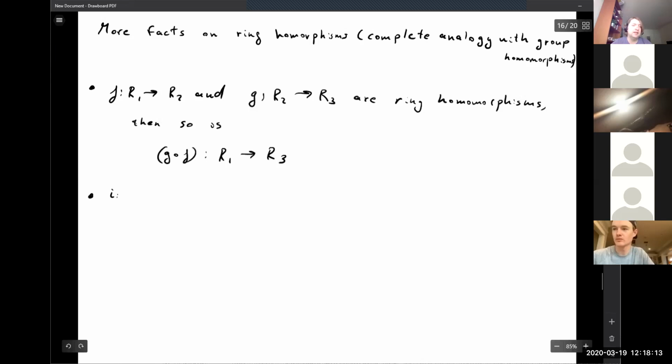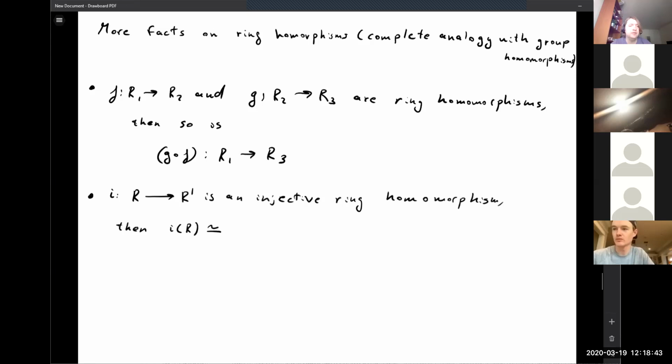If I from R, well, let's say from R to R prime, is an injective ring homomorphism, then I of R is an isomorphic ring to R. Okay. So any questions so far?